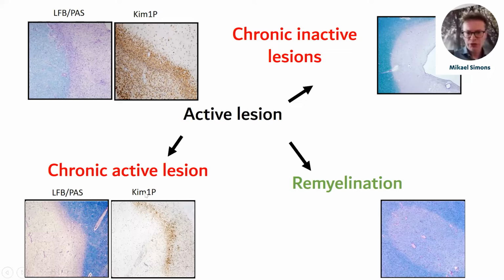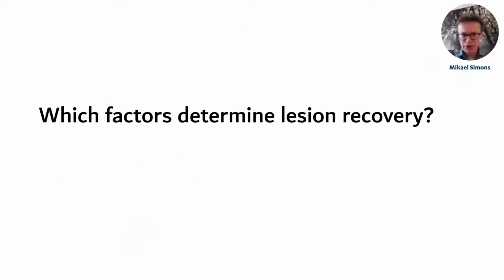So these are lesions where the inflammatory cells still remain in the lesion, and they are found at the border, at the edges of these lesions. Now, these chronic active lesions correlate with progression, and they can even expand and enlarge. So one key question we have is to identify factors that determine lesion recovery. At autopsy, some patients have more or less remyelinated lesions. We want to understand what factors determine when lesions repair or do not repair.